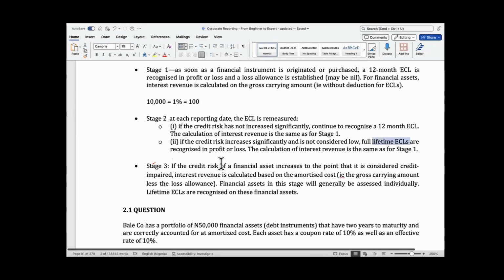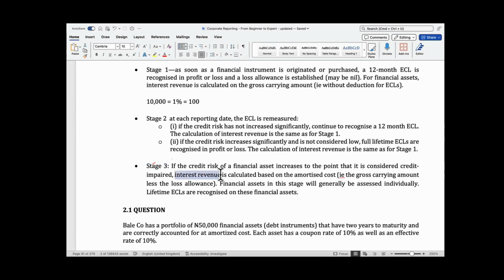However, it becomes stage 3 if the credit risk increases to a point that it is considered credit impaired, meaning that there is now a default event, meaning that the guy is supposed to pay you at a date and he failed to pay. Probably you allow him 30 days and he didn't pay. Immediately you put him to stage 3. Even though the ECL you are making is still a lifetime ECL, you are taking him to stage 3 because he has defaulted.